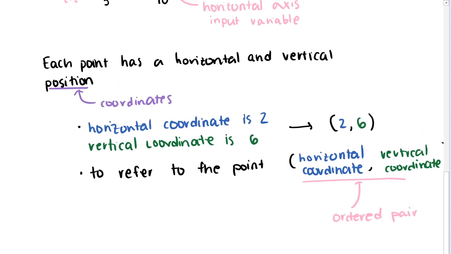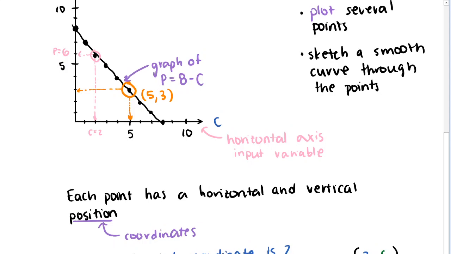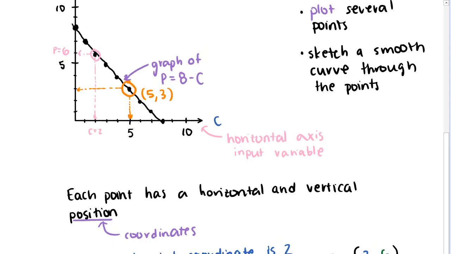Right? If we go back up to our graph up here, the point (5, 3) is different from the point (3, 5). Right? What's the point (3, 5)? Well, that's this point right here. This is the point (3, 5) because if we start at the horizontal coordinate of 3 and the vertical coordinate of 5, we see that that's where the point would be located. So the order of these numbers matters. That's why they're called an ordered pair.